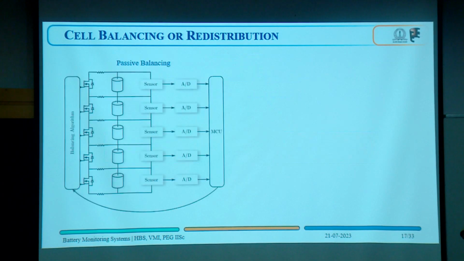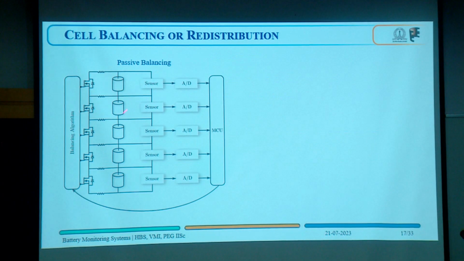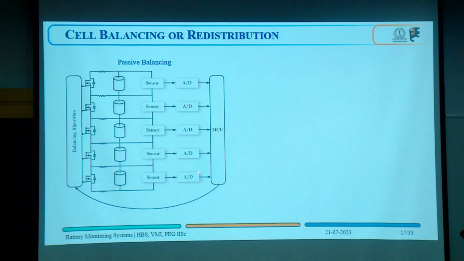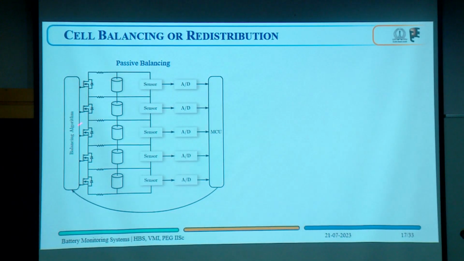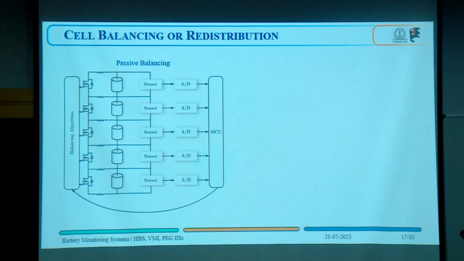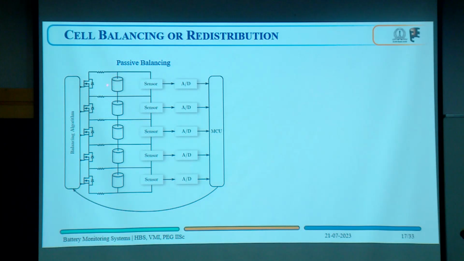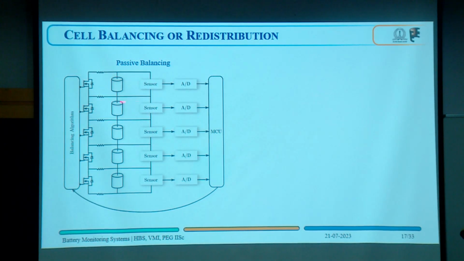So this is what I was discussing, passive balancing. We have the sensors and the MCU, which feeds all the data into a balancing algorithm. Based on that, one MOSFET or the other will be turned on. Let us say this first cell is overcharged, so this MOSFET will be turned on and it will dissipate its extra charge as heat into these resistors. Once it is balanced, all the MOSFETs will be turned off. So this is passive balancing, but it is lossy.